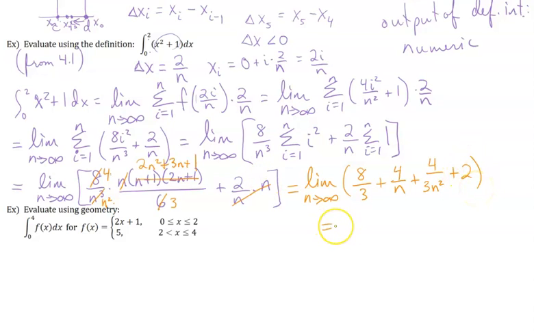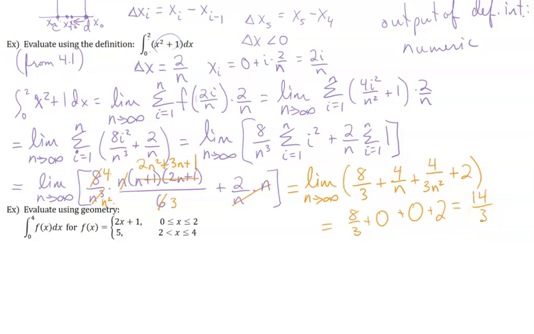If I have any n's that are left in the numerator and can't reduce with the denominator, then back up, because I did something wrong. I shouldn't have an n in my numerator. The only n's at infinity should be in the denominator so that the fractions go to 0. So this becomes 8/3 plus 0, which is what I want out of those, plus 2. 8/3 plus 6/3 is 14/3.